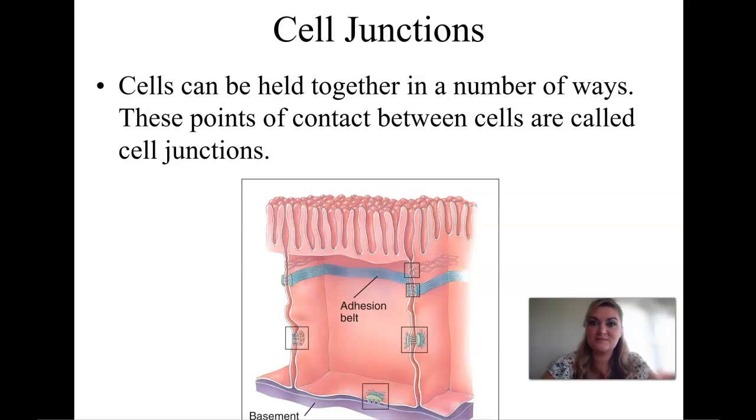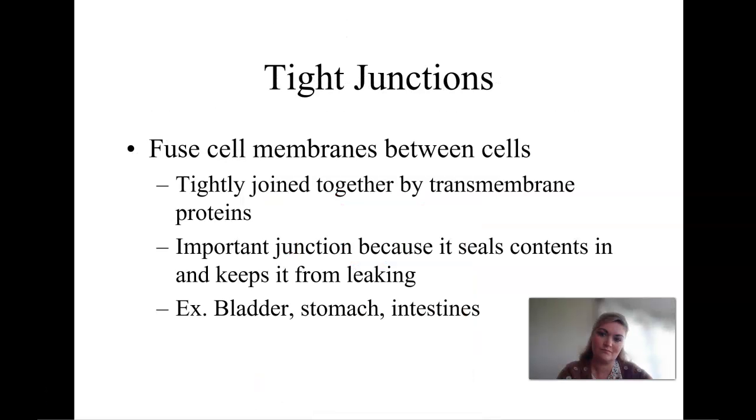These cells need to be able to stick together, so we're going to talk about different types of cell junctions. So cell junctions are going to be there to hold these cells in a number of ways. They're going to be points of contact between cells where they're able to either send chemical signals through.